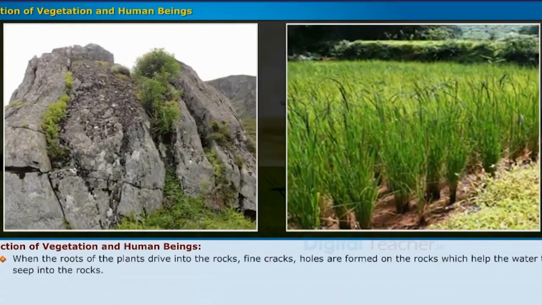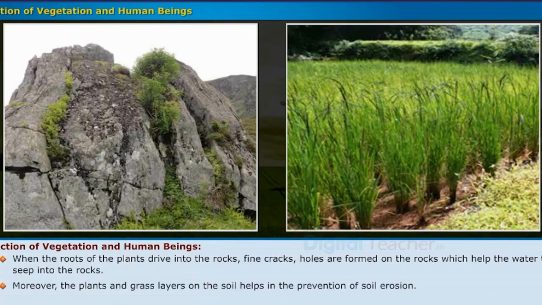When the roots of plants drive into the rocks, fine cracks and holes are formed in the rocks, which help the water to seep into the rocks. Moreover, the plant and grass layers on the soil help in the prevention of soil erosion. We, the humans, also play a major role in the transformation of the crust.